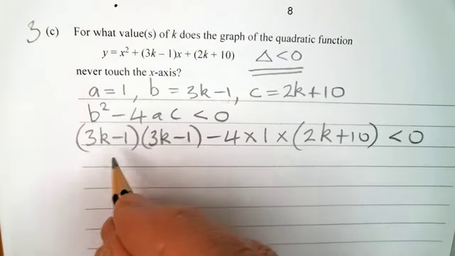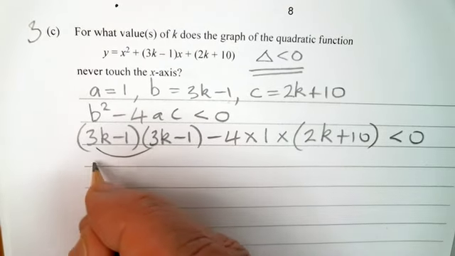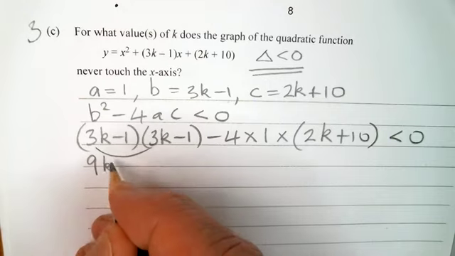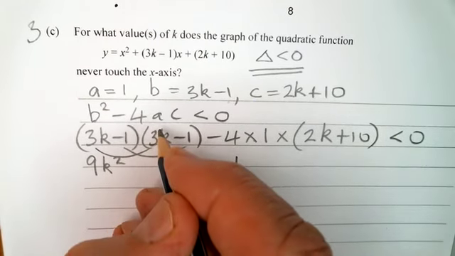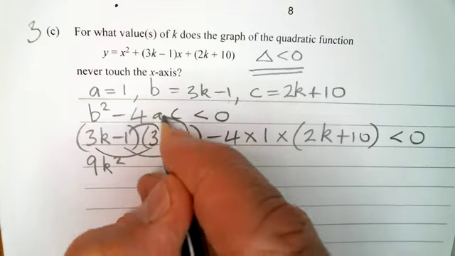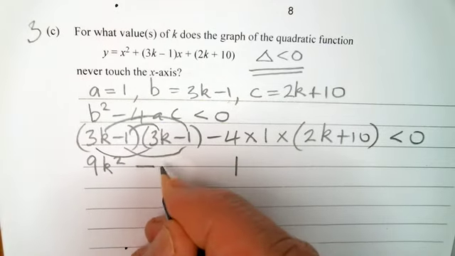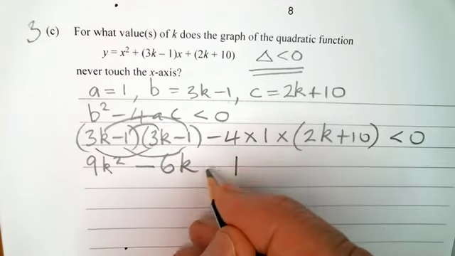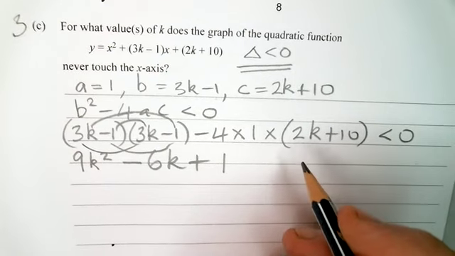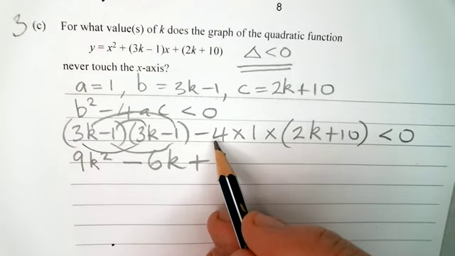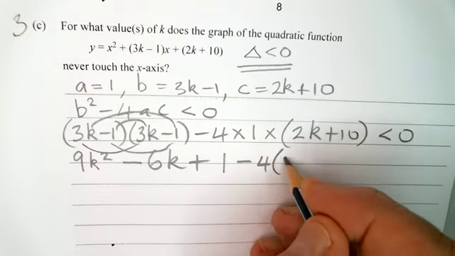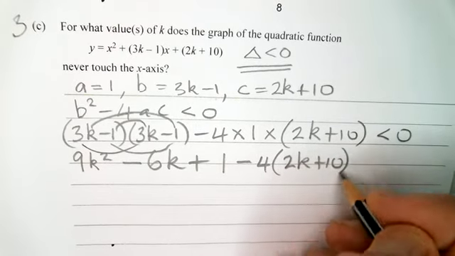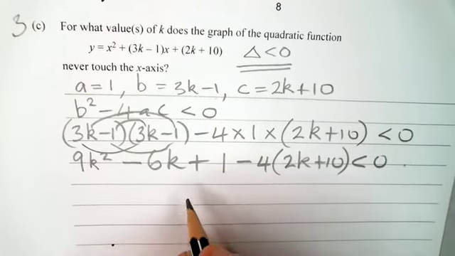So let's expand all this out. We've got a 3k times 3k. That's going to be a 9k squared. Negative 1 times negative 1 is going to be a positive 1. And we've got a negative 3k and another negative 3k, which is going to be minus 6k plus the 1. Now, this is going to be 4 times 1, so that's going to be minus 4 times 2k plus 10. That's less than 0. All right.